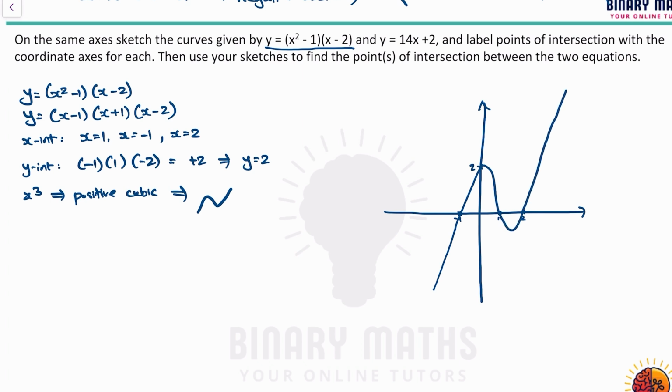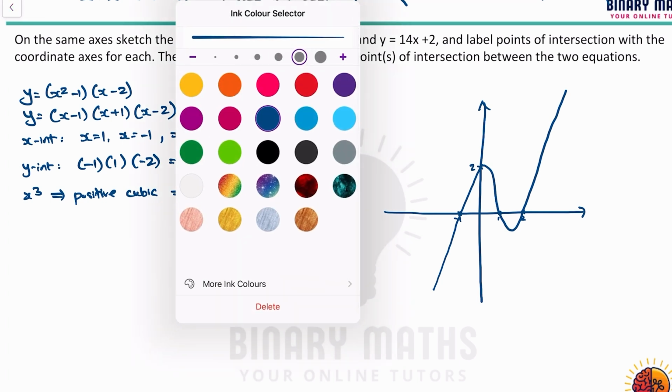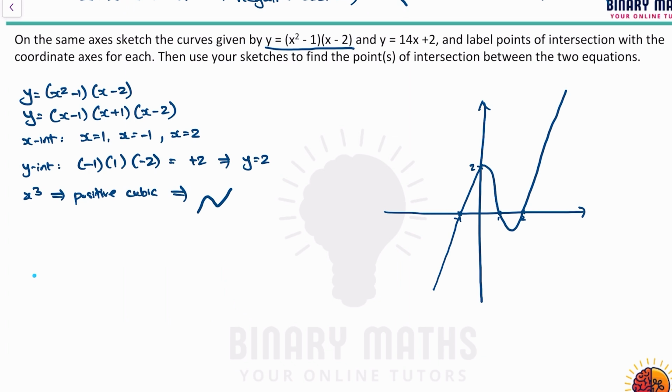Okay, so that's my cubic graph. Let's use a different color for the linear graph. Let's use this one. Okay, so you've got y is equal to 14x plus 2, which is a linear graph.